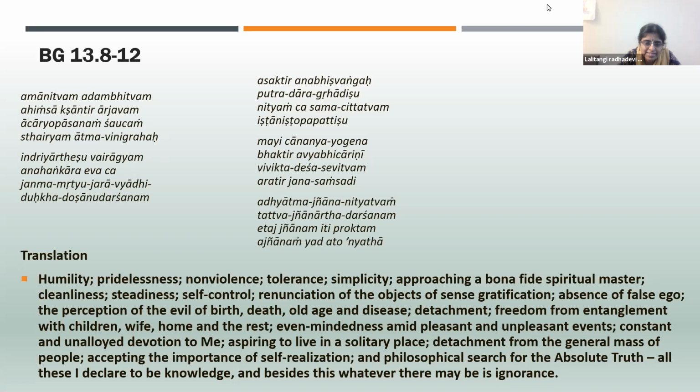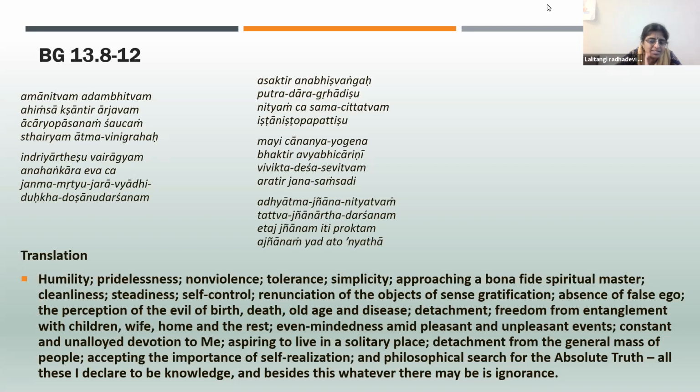All these I declare to be knowledge, and besides this, whatever there may be is ignorance. So he's conclusively saying that this is knowledge. Surprising, right? In another place, he has described that knowledge means knowing matter, spirit, and the controller of both. One who is knowledgeable, one who is sober, is called Dhira.